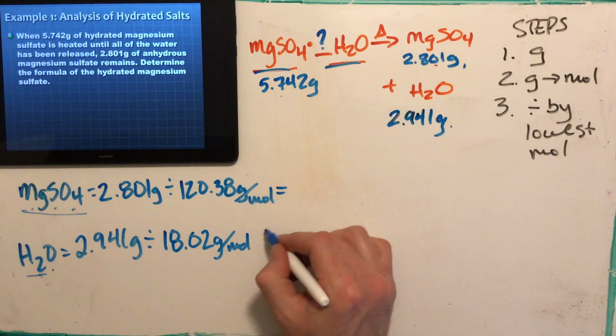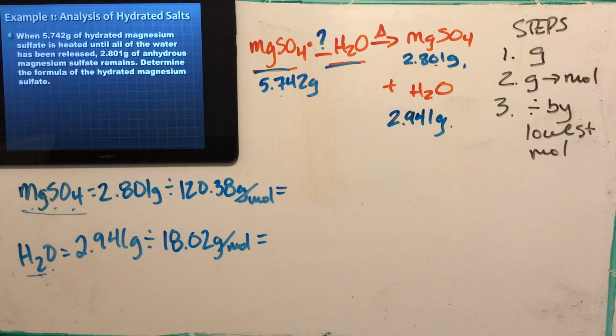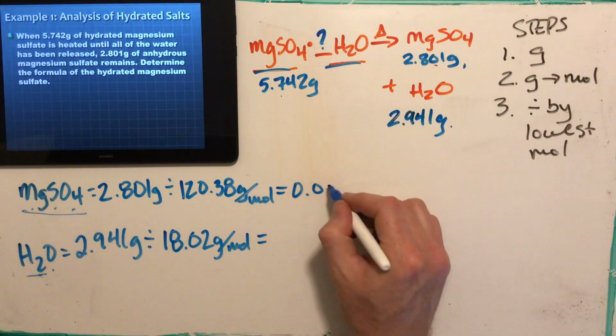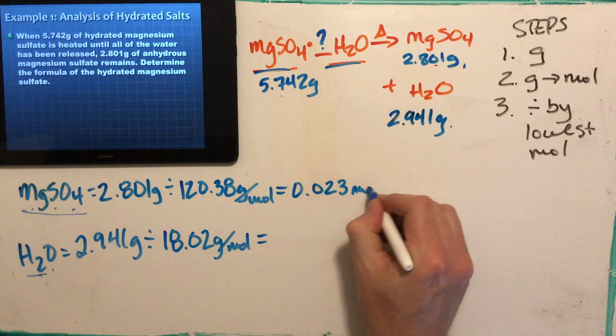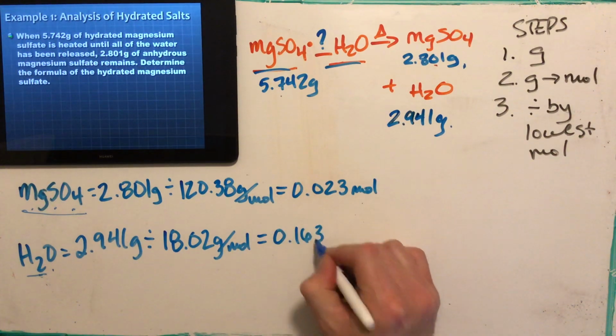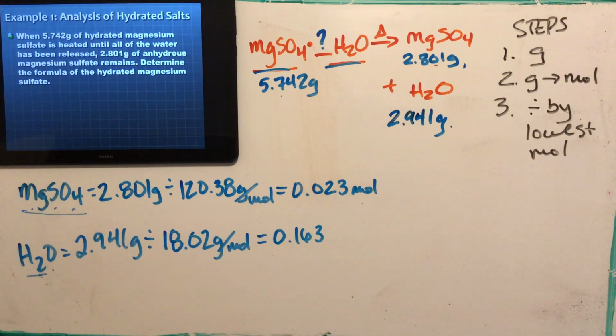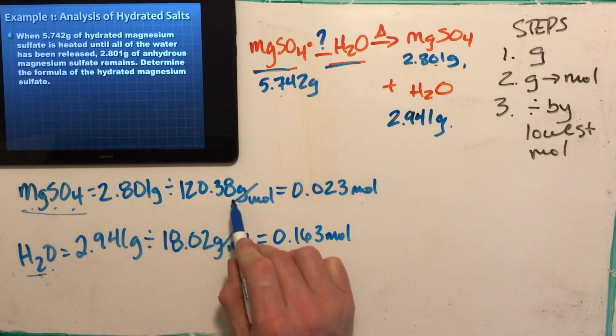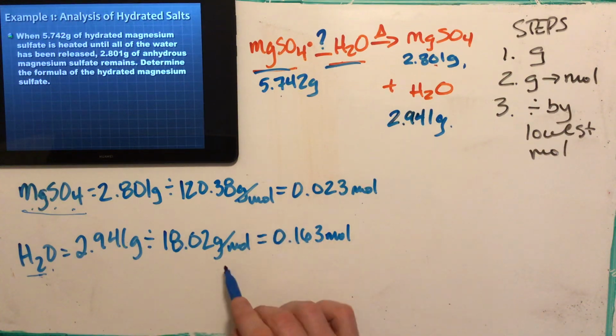I divide those using the Calculator-O-Matic 3000, and I end up with 0.023 moles of that and 0.163 moles of that. Don't forget your units. Don't want to throw away marks. Grams divided by grams is no grams. I'll be left with moles.